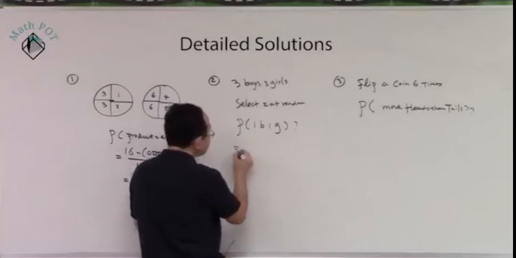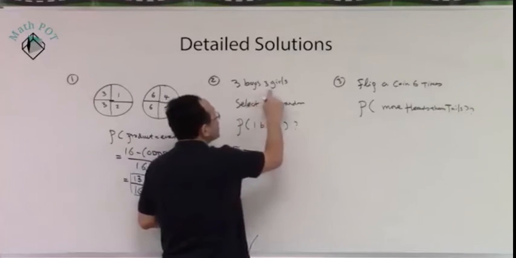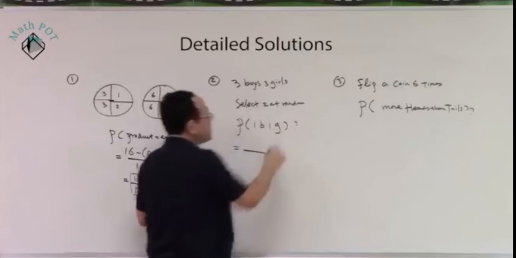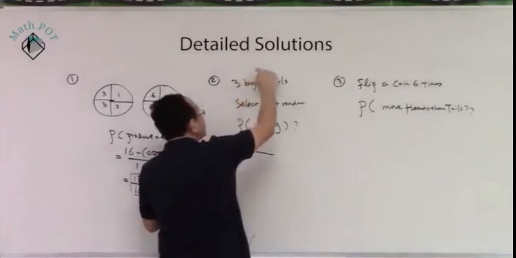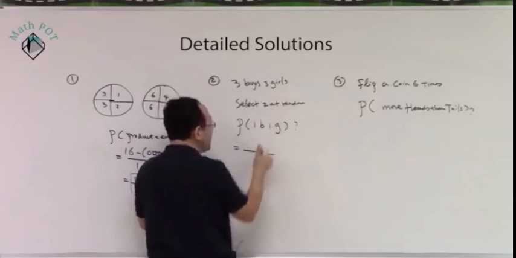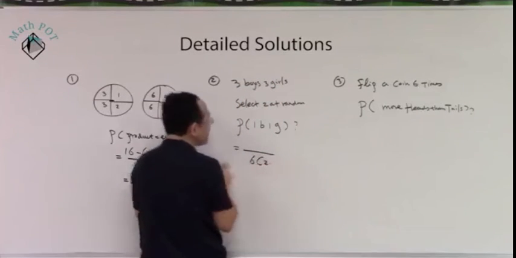So total outcomes: we have 3 boys and 3 girls. We want to select 2 at random. How many ways are possible? It's very clear. Combine everything together. That gives us 6 choose 2. That gives us nothing but 6 choose 2.